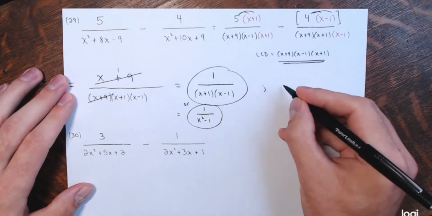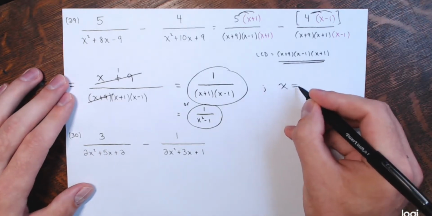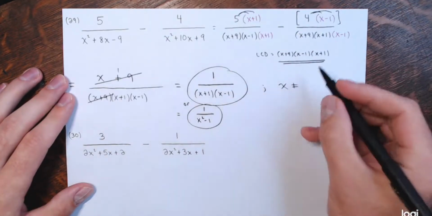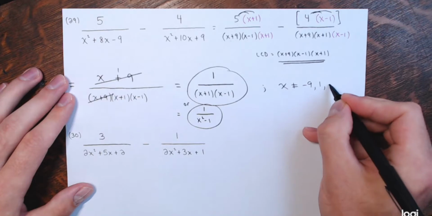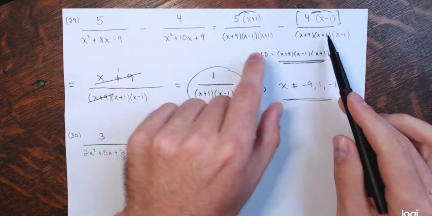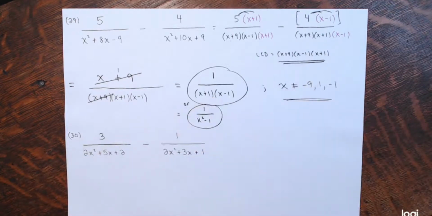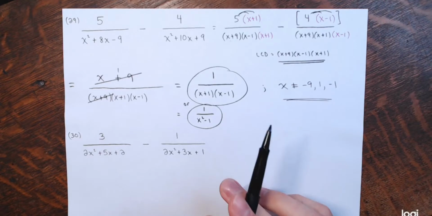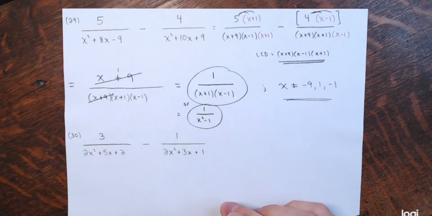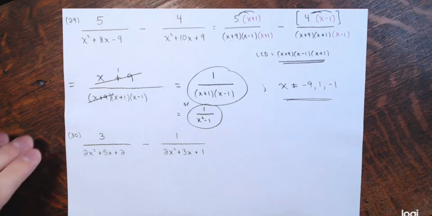Great. And the values of x that can't be used throughout this problem are negative 9, positive 1, and negative 1. These are the values that would make denominators 0 throughout this problem, and you can't have denominators of 0. But for any other value of x, the original expression will be equal to the final expression. And you can test that out if you want. Plug in different values of x.